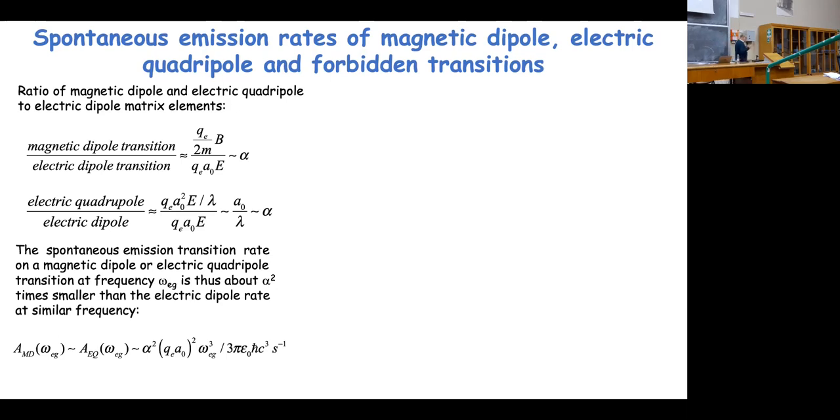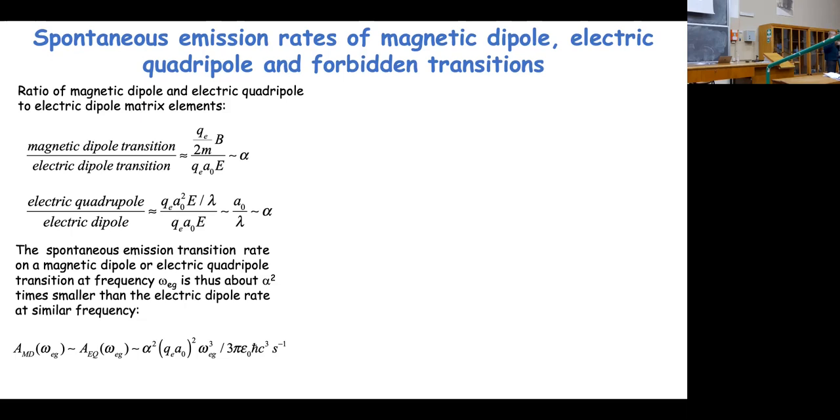If you compare a magnetic dipole to an electric dipole transition, you lose alpha squared. Alpha squared is about 10 to the 4. So instead of having 1 nanosecond, you will have tens of microseconds. So magnetic dipole transitions have much longer lifetimes. This is for the same frequency. But if you go to microwaves instead of optics, you lose another omega cubed factor.